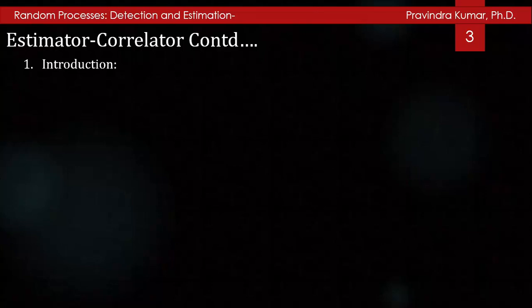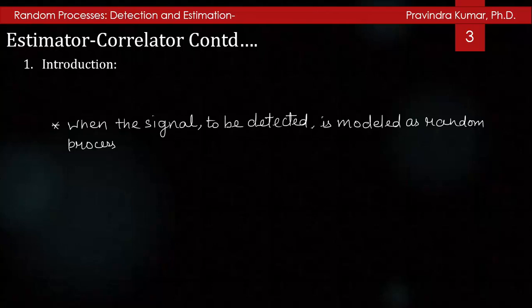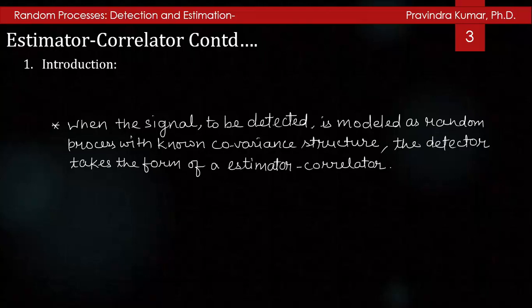A better approach is to assume that the signal is a random process with known covariance structure. When the signal is modeled as a random process with known covariance structure, then the detector takes the form of an estimator-correlator, which copes with the random nature of the signal to be detected.